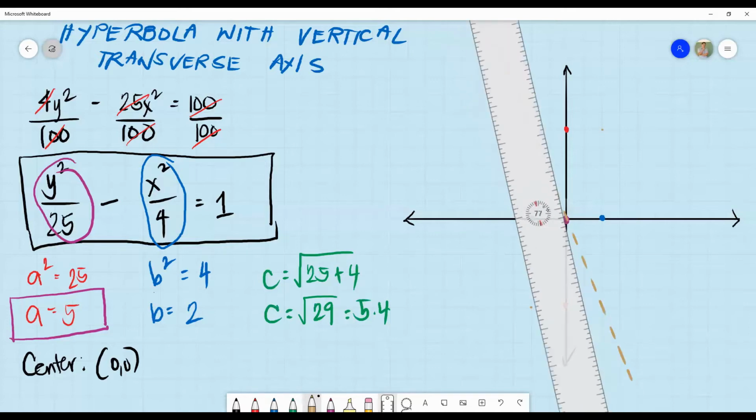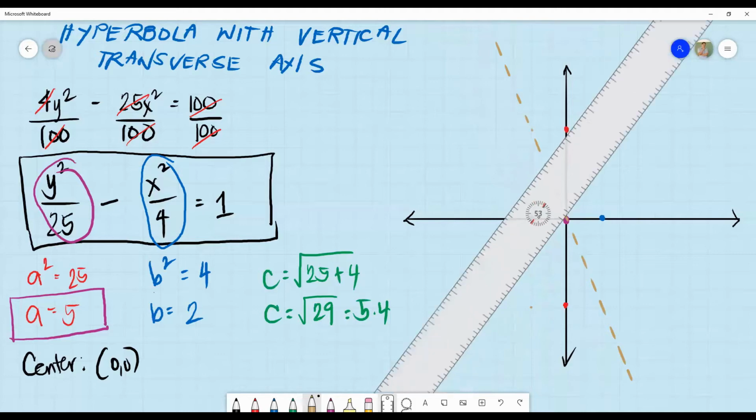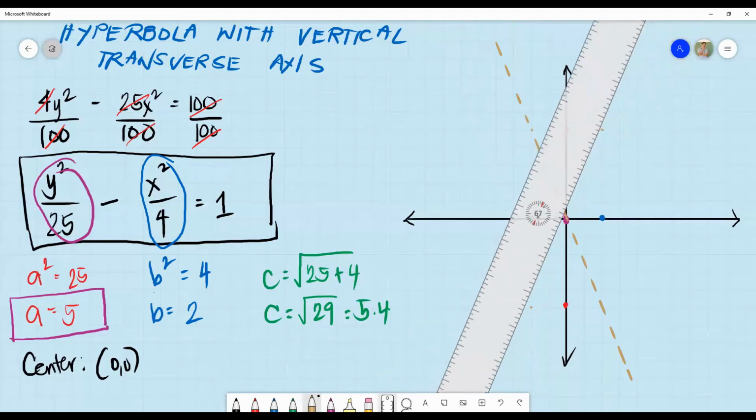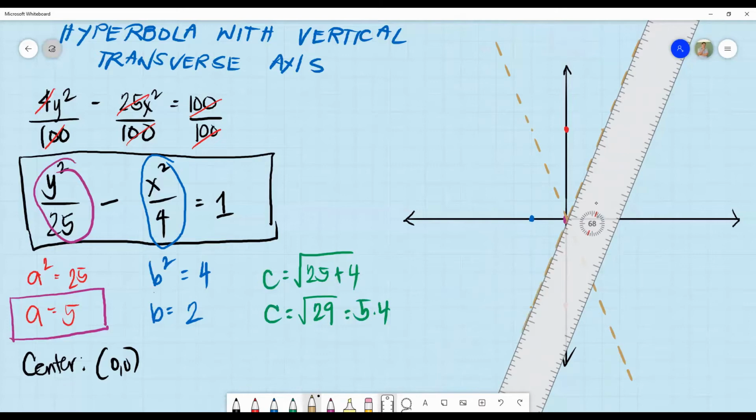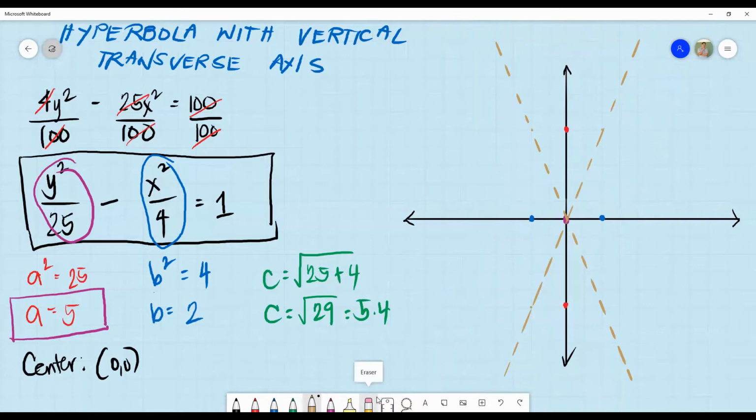And similarly, do it to the other side. 68. There. Connect. And this becomes the equation of our asymptotes. Always remember that the asymptotes become our guide in the graphing of our hyperbola. And so now we're done with graphing our A and B.